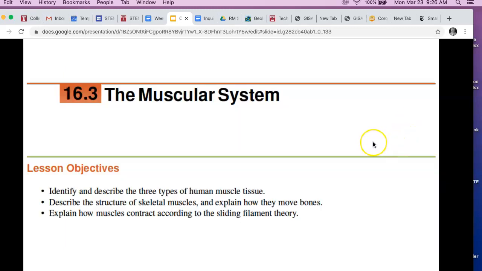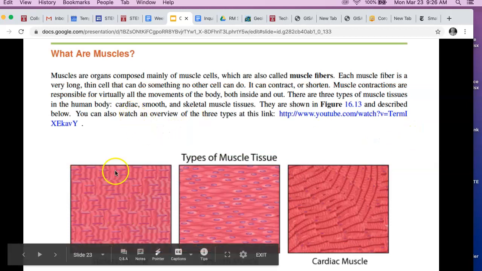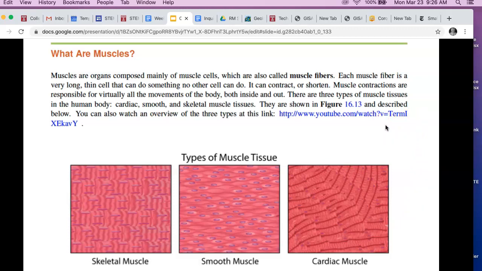The muscle system, the muscular system, what are muscles? There are skeletal muscles, there's cardiac, and there's also the smooth muscle.